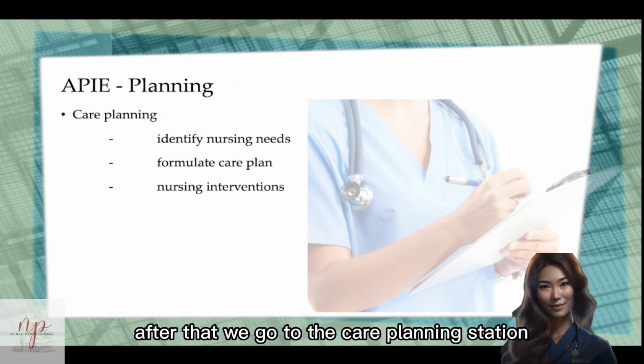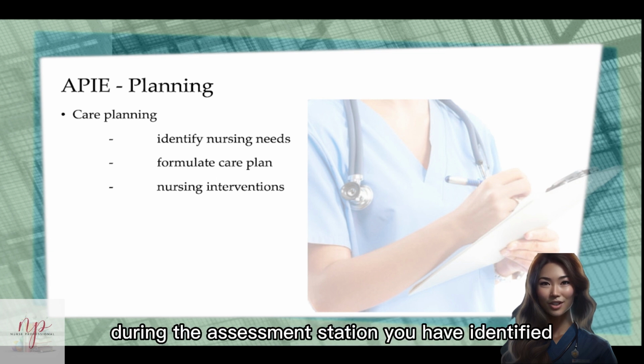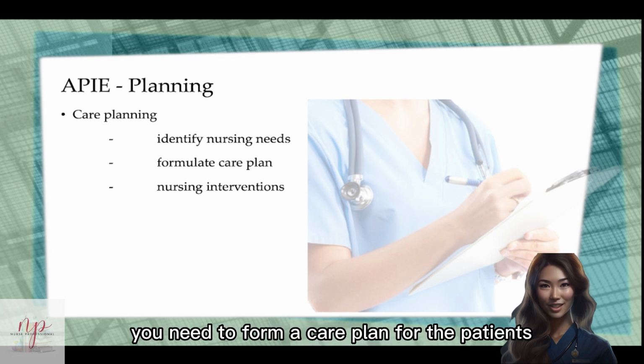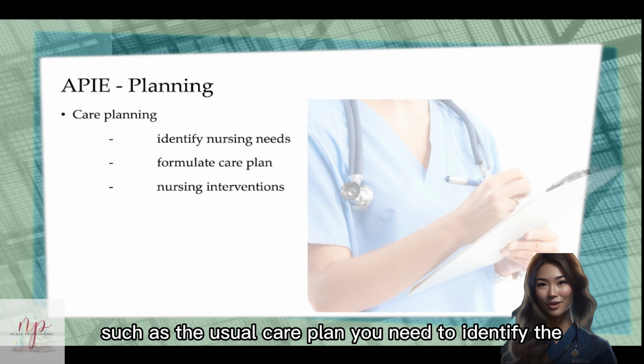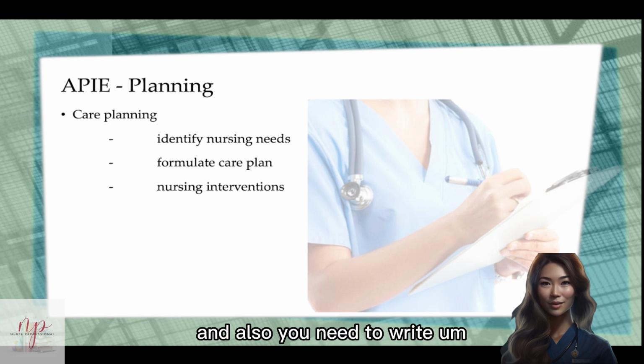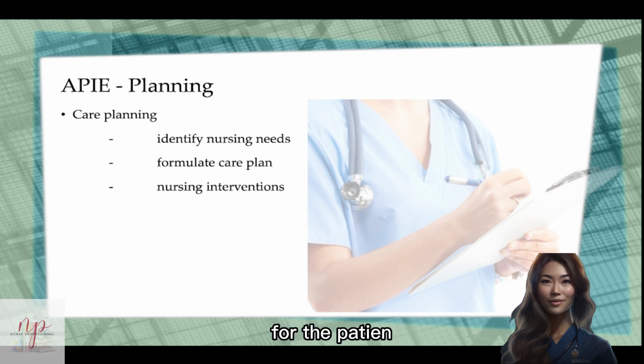After that, we go to the care planning station. As I mentioned before, during the assessment station, you have identified 2 nursing needs, which are the most severe ones that you have identified. After that, you need to formulate a care plan for the patient. Such as the usual care plan, you need to identify the problems, and then what your aim is. And also, you need to write the nursing interventions for the specific care plan for the patient.